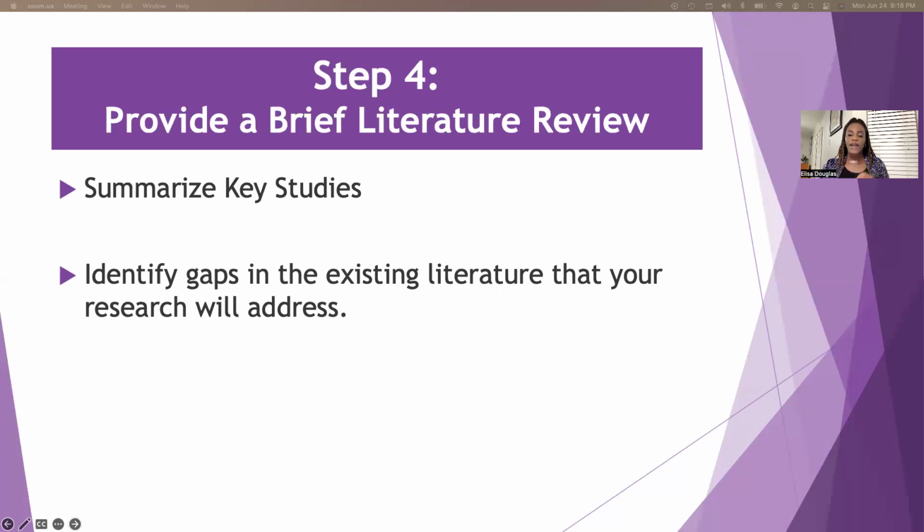So you want to provide a brief overview of the key studies and theories that are related to your research topic, and you can't know that until you conduct your literature review. You want to highlight the main findings and how they relate to your research problem. Then you should identify the gaps in the existing literature that your research will address, because this will help to justify the need for your study and then shows how your study will contribute to the field.